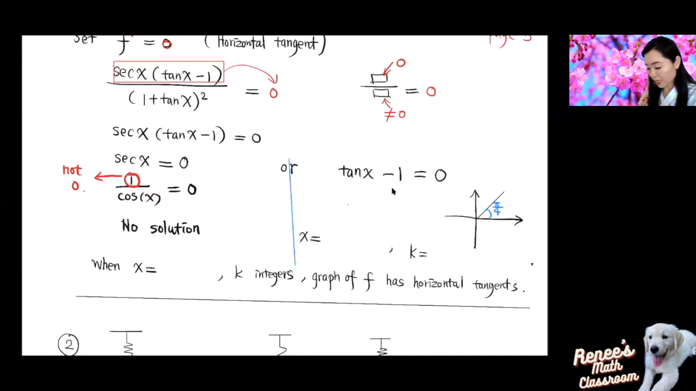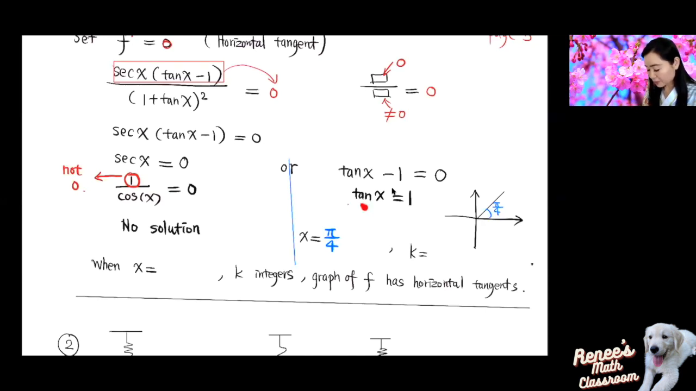So from here, we'll have tangent x equal to 1. Now, we want to solve this trig equation. Let's solve this in the first quadrant. Tangent of what angle equals 1? It's already said over here, right? Tangent of pi over 4 is equal to 1. Pi over 4 is the angle in the first quadrant where tangent equals 1. So we have x equal to pi over 4 first.